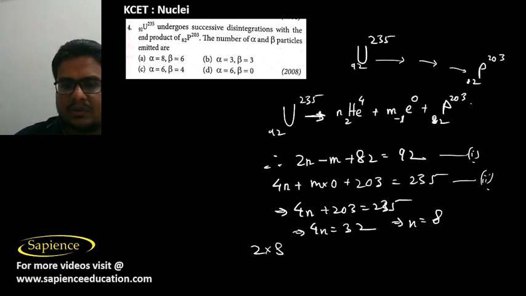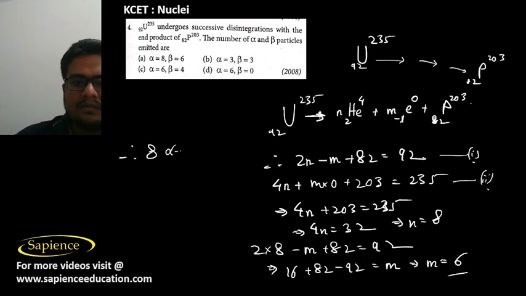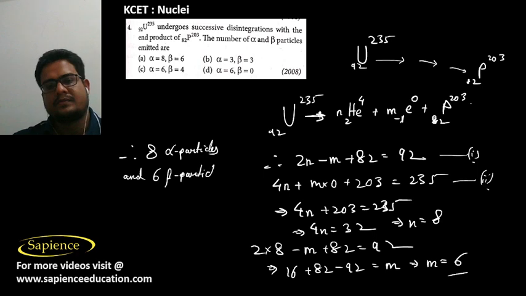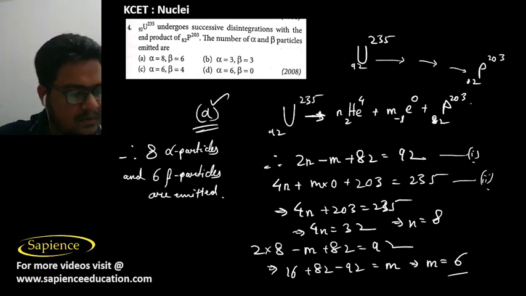Then 2 into 8 minus m plus 82 is equal to 92. So therefore 2 into 8 is 16, plus 82 minus 92, is equal to m. Therefore m will be equal to 6. So therefore here 8 alpha particles and 6 beta particles are emitted. So option A is the correct answer.